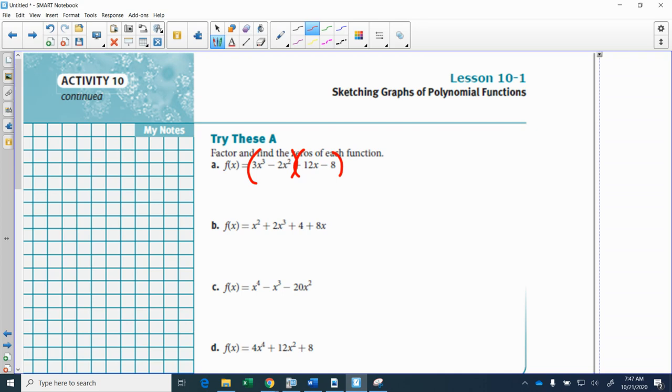Okay? Give me one second. I can't really see if that's a positive or negative 12. Positive 12, perfect. Keep that in. So now when I look at 3x cubed minus 2x squared, 3 and 2 have nothing in common, so I can't take out a GCF there. But x cubed and x squared do. I can take out an x squared from both those values. That would give me 3x minus 2.